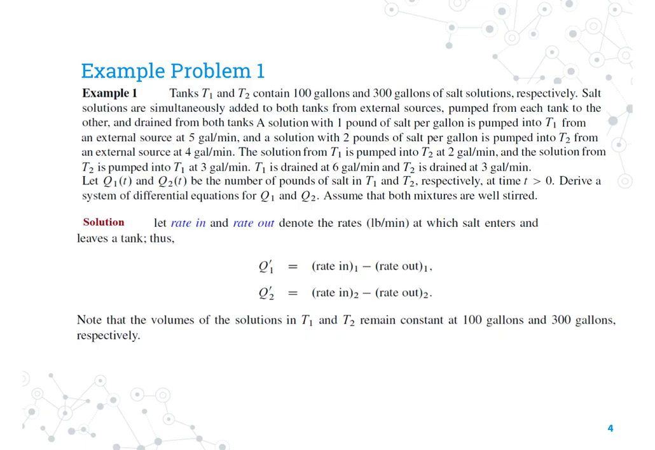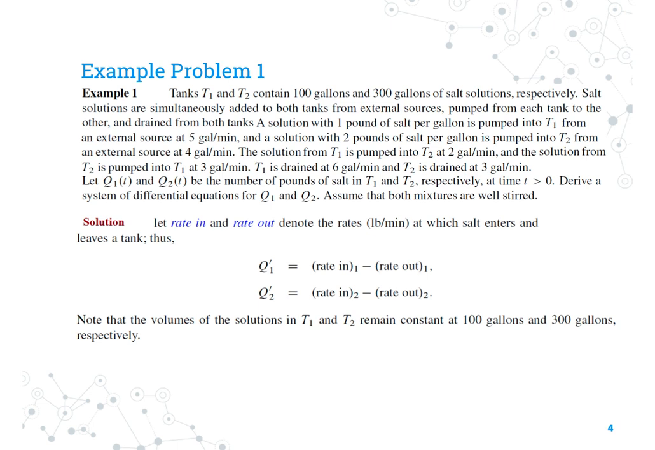For our first example, we're going to talk about two tanks. We have tanks T1 and T2. T1 contains 100 gallons and T2 contains 300 gallons of salt solutions. Salt solutions are simultaneously added to both tanks from external sources. They're pumped from each tank to the other and drained from both tanks.